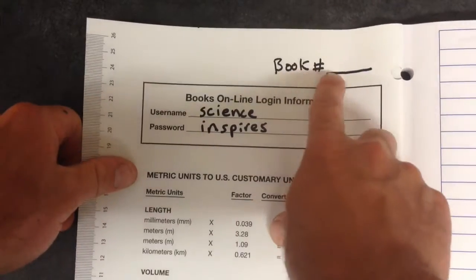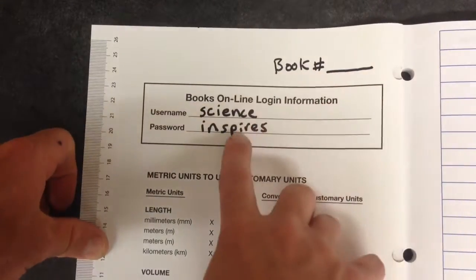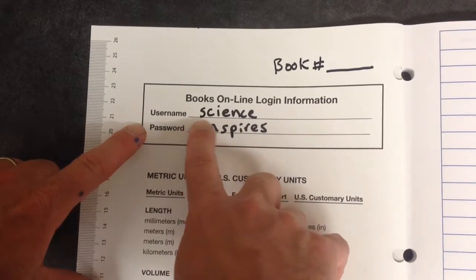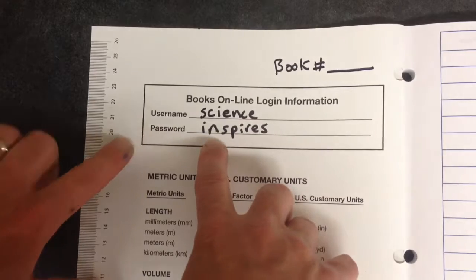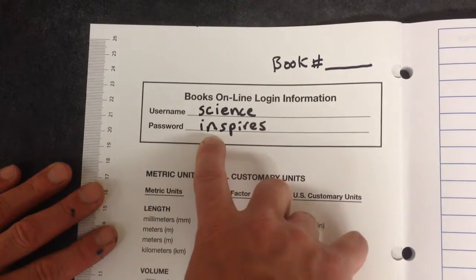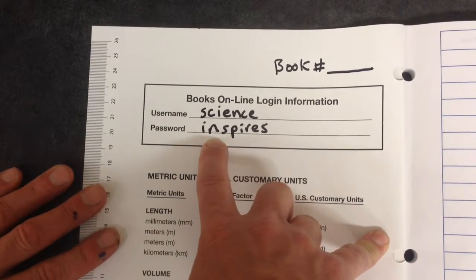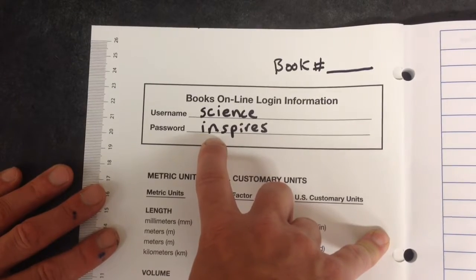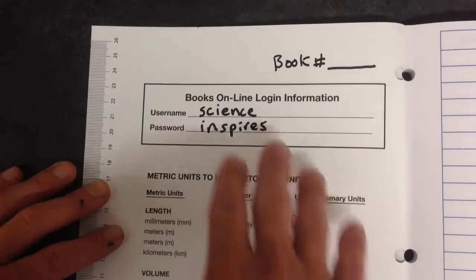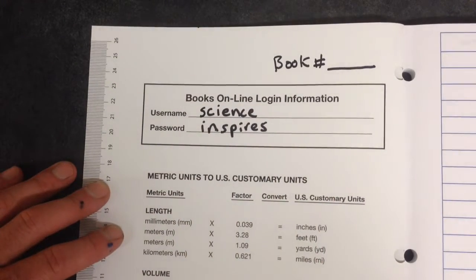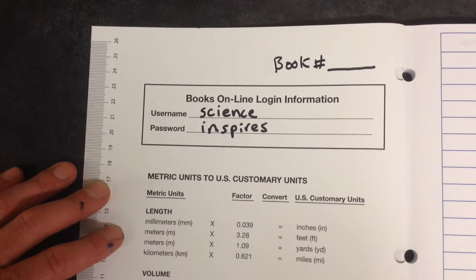On the inside, you will put your book number spot right up here, and then you are going to write for your username, science, and the password is inspires. Now, please spell this correctly because so many students have actually put this in the wrong way, and then they can't get into the online textbook. The online textbook is on any of the teachers' Weeblies.